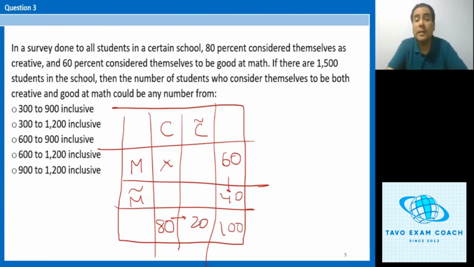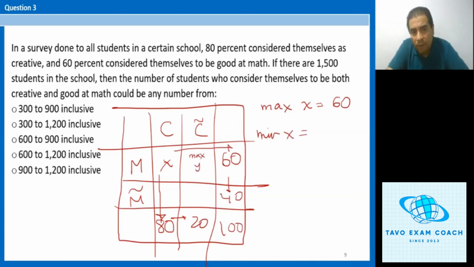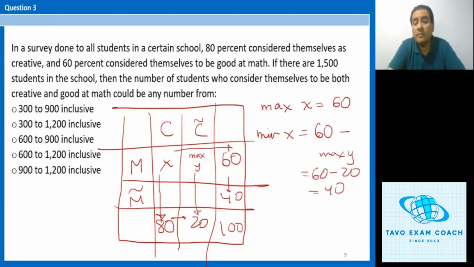Okay, so let's find the minimum and the maximum value. Start with the maximum. Maximum of X is the minimum of its two totals. So 60 and 80, the minimum is 60. That's the maximum value of X. What's the minimum value of X? We could try here and find what is the max value of Y. Then we can subtract 60 minus the max value of Y. So what's the max value of Y? We can see clearly 20. So 60 minus 20 equals 40. And so X is between 60 and 40%.